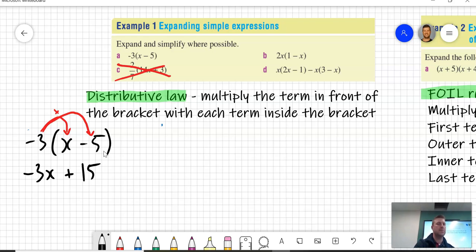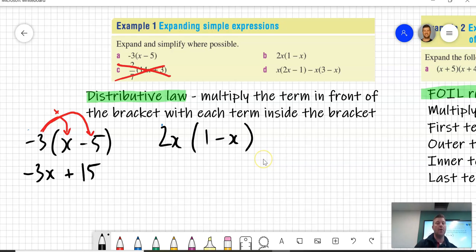Okay? How many terms am I left with here? Are they like terms? No, so I can't collect them. So that's as far as I can go. The next example, which is B, I've got 2x in brackets 1 take x. Again, the term in front of the bracket is 2x. How many terms inside the bracket? There's 2. Remember, a term is separated by but includes the plus and subtraction sign. So 1 is my first term inside the bracket, and negative x is the second term inside the bracket.